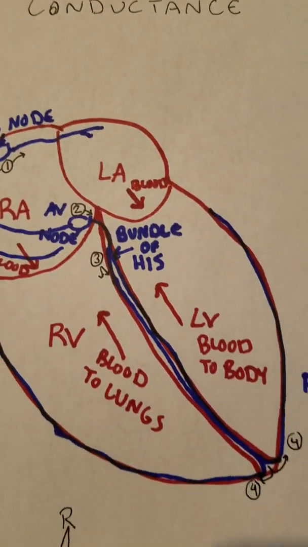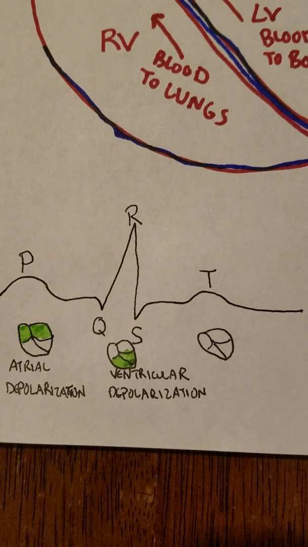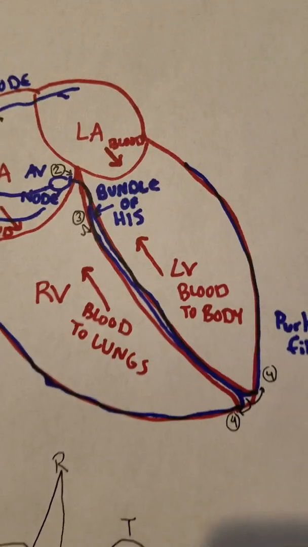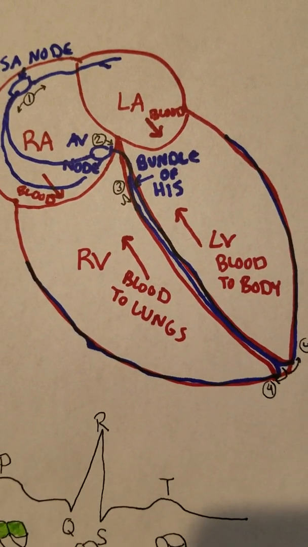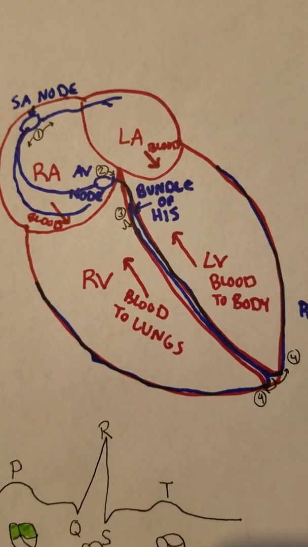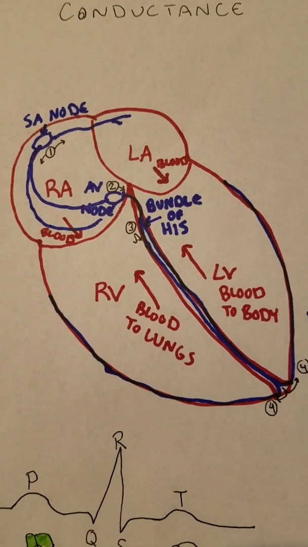Now, steps 2 through 4, represented by the QRS complex, are ventricular depolarization and ventricular contraction. When the ventricles contract, blood from the left ventricle travels to the body through the aorta. Blood from the right ventricle travels to the lungs via the pulmonary arteries.